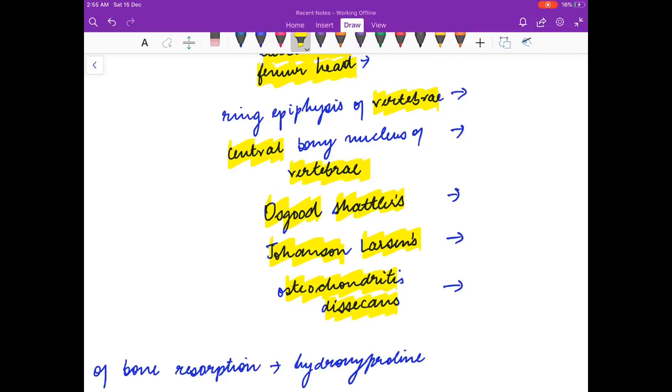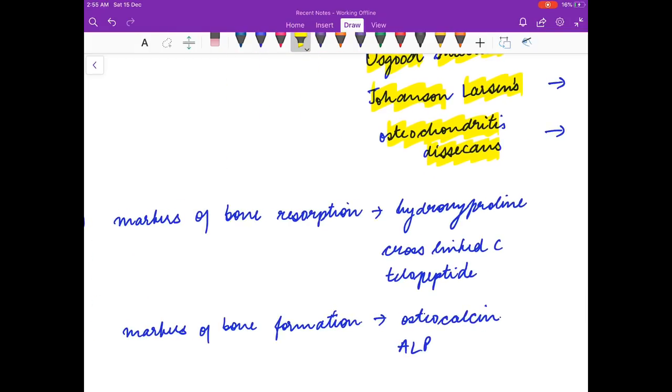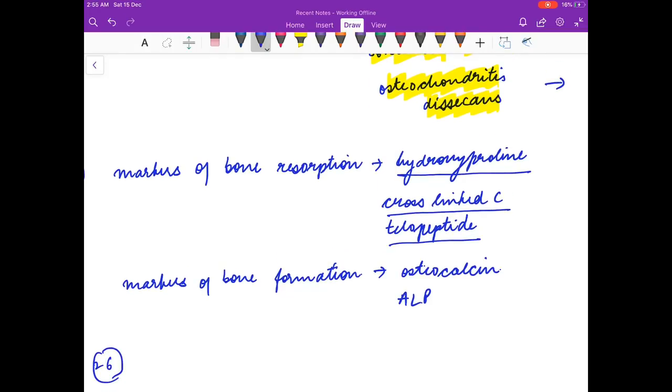Osteochondritis dissecans. What are the markers of bone resorption? Hydroxyproline, cross-linked C-telopeptide. Markers of bone formation: osteocalcin and ALP.